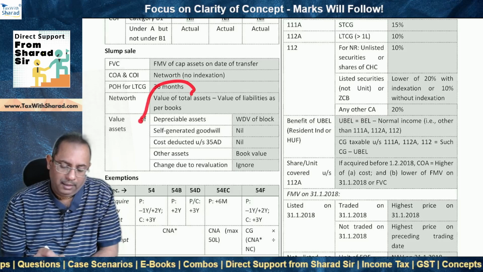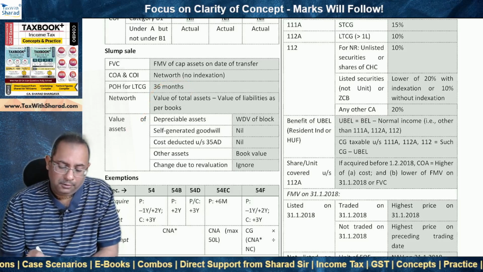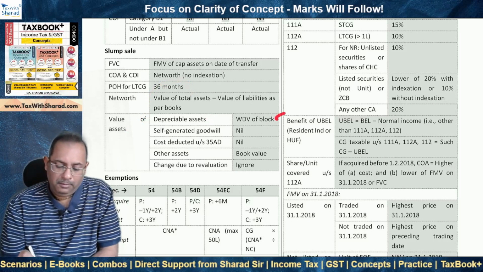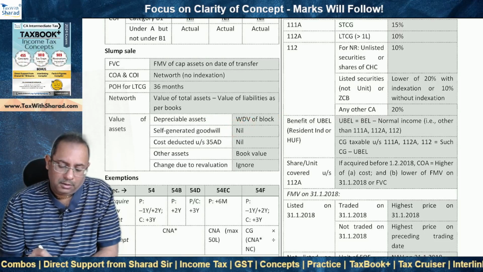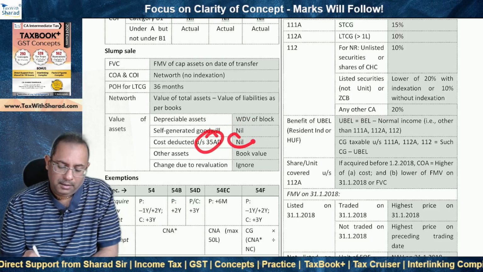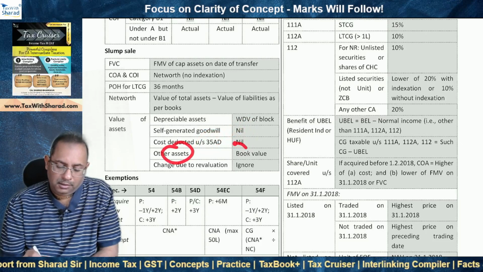What is value of total assets? Value of assets. In case of depreciable assets, it is the WDV of the block. In case of self-generated goodwill, it is nil. Where the cost is deducted under section 35AD, it is nil. In case of other assets, it is the book value.